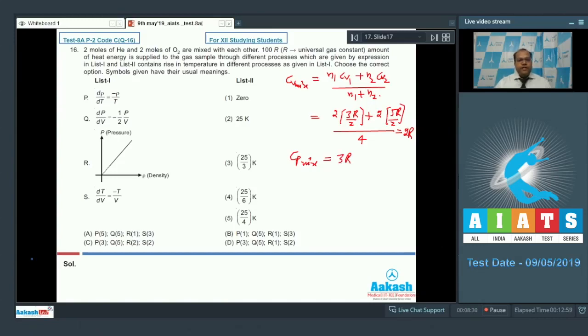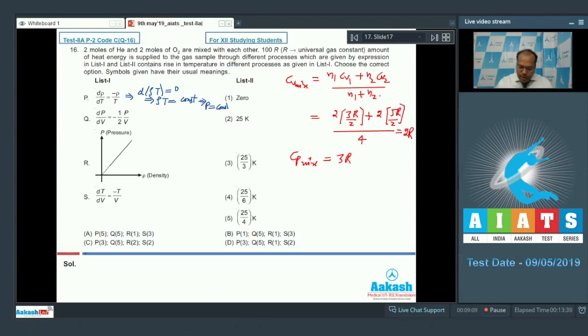Now if I consider entry P of list 1, this can be written as d(ρT) = 0. It implies that ρT is equal to constant. If ρT is constant, it means the pressure is constant. So it is an isobaric process.